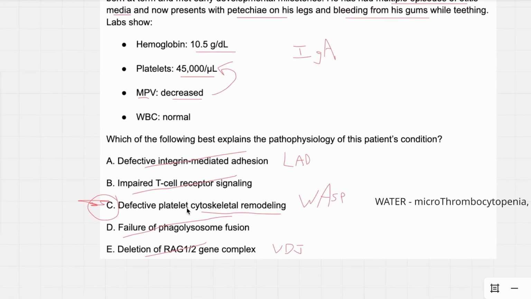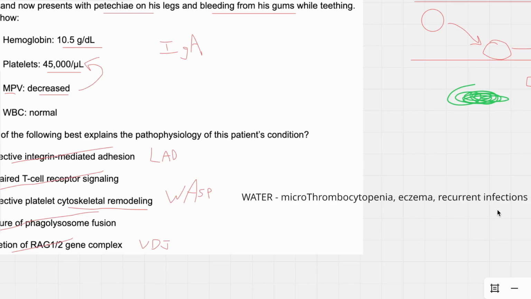Correct answer is C. That is our Wiskott-Aldrich syndrome. Please remember WATER, put this in Anki. This comes up all the time. It'll get you free points.